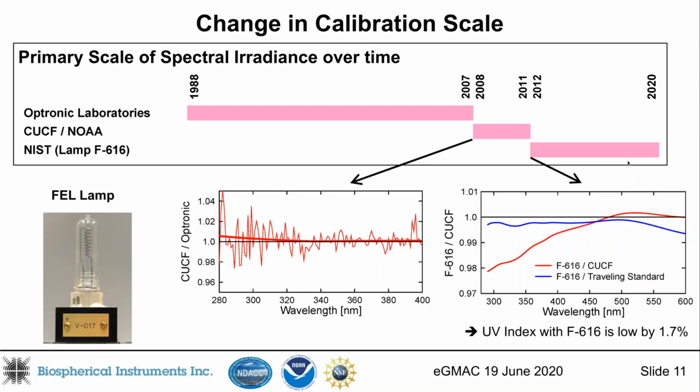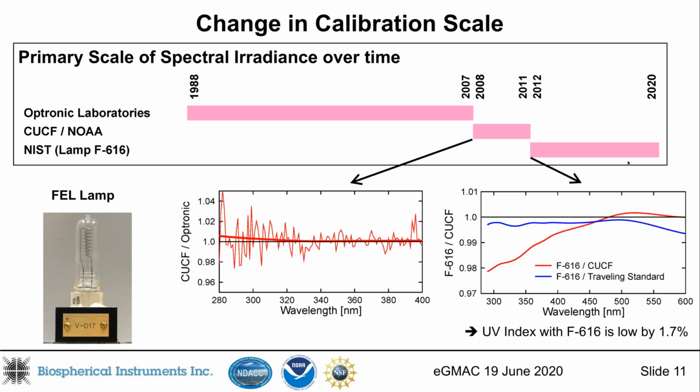As a result of that, I have reviewed the whole calibration procedure of the instruments of both networks. It's very technical, and I can't go into details here, but I want to focus on one aspect, and that is the change in calibration scale over time. All calibrations are traceable to standards of the National Institute of Standards and Technology, which are distributed via FEL lamps, shown here to the left.